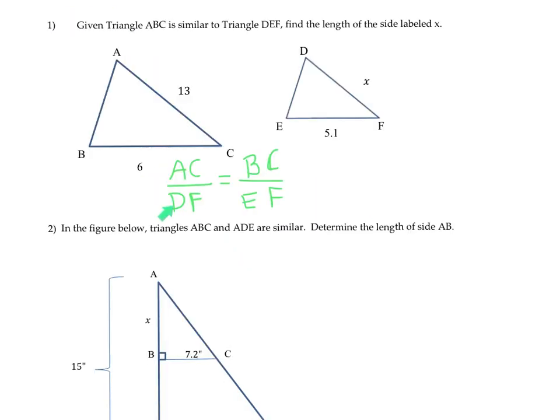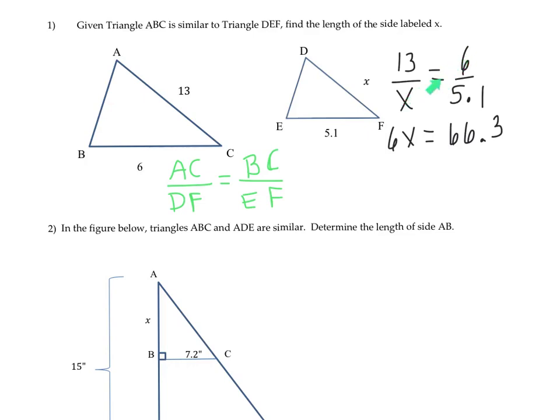AC, DF, BC, EF. This is showing the ratio of the corresponding sides are equal, because AC corresponds to DF. You need to be consistent. You can't do it this direction here and then flip this around and have EF on top. So we're placing the values in the correct places. It's 13 compared to x equals 6 compared to 5.1.